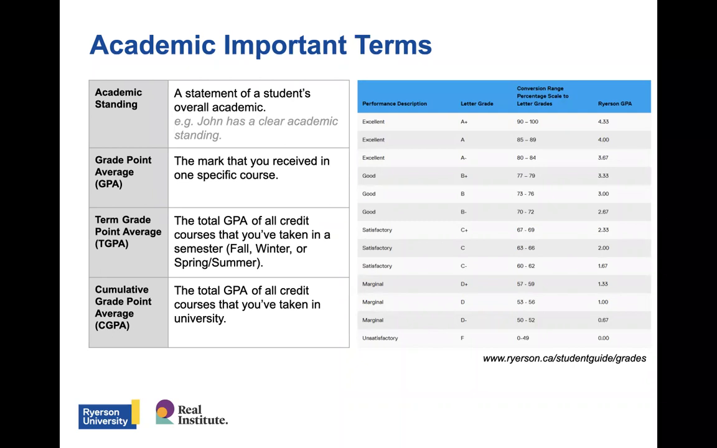This is your mark starting from when you got into the university all the way to when you finish. This mark is important because they will use it for scholarships. They'll use it for graduate school if you decide to chase your master's or your PhD. And on the right side, you can see a bit of a conversion breakdown of how Ryerson does their GPA scales. So we do it out of 4.33, and all this information is actually found on the Ryerson website, ryerson.ca/student-guide/grades, which is placed right there below the chart.